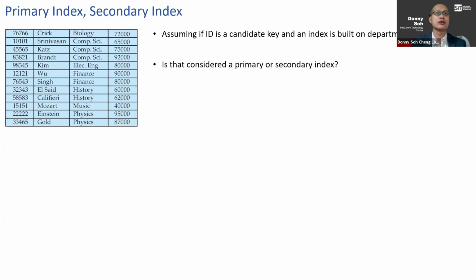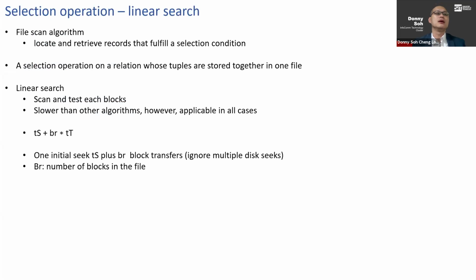So this is something that we also talked about earlier. ID is the candidate key, and the index is considered to be a primary index. Let's look at the first one, a selection operation, whereby I'm going to do a linear search. There's no index at all, so I need to do a linear search of my entire file. I will then search, and those records that fulfill my condition will be returned.